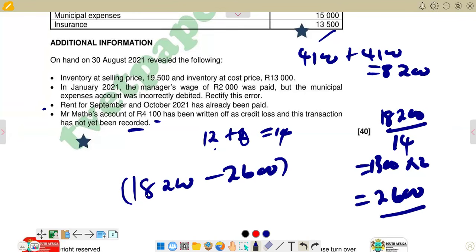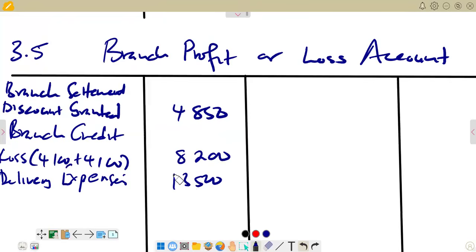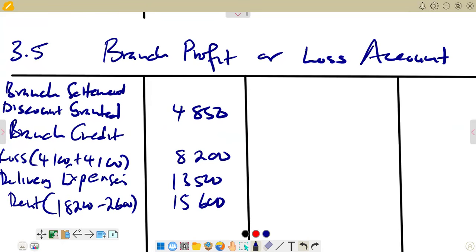So we come here, on the answer section, we are saying for the branch profit or loss, for the rent. So here we are saying rent. We say in brackets 18,200 minus 2,600. And then the answer that we are supposed to get there for rent is 15,600. So here we've got 15,600. Then we go back to check the next transaction.